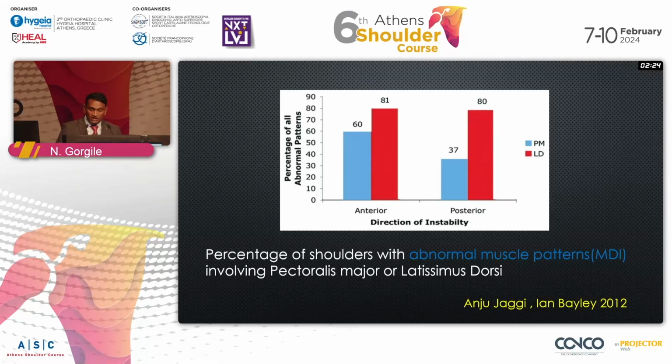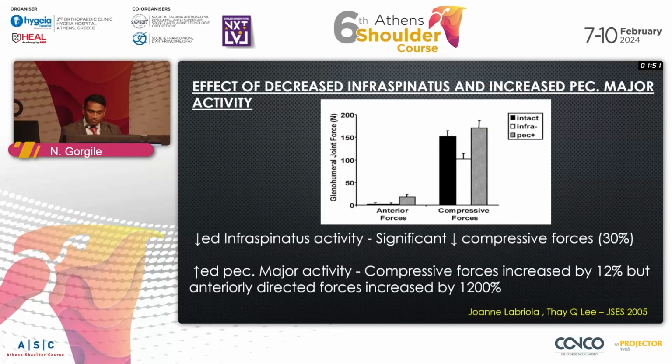Anju Jaggi and Ian Bailey published a paper, and they found that there is inappropriate muscle activation in the pectoralis major and the latissimus dorsi in this MDI group of patients. They found that in anterior shoulder instability, the pectoralis major and latissimus dorsi are overactive in almost more than 50% of the patients, and in the posterior, although the pectoralis major is a little bit less active than the latissimus dorsi.